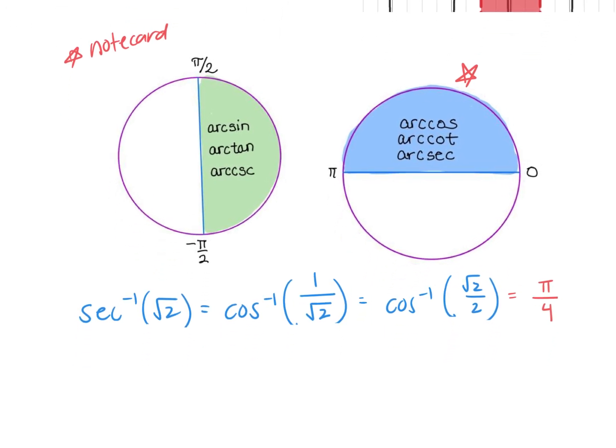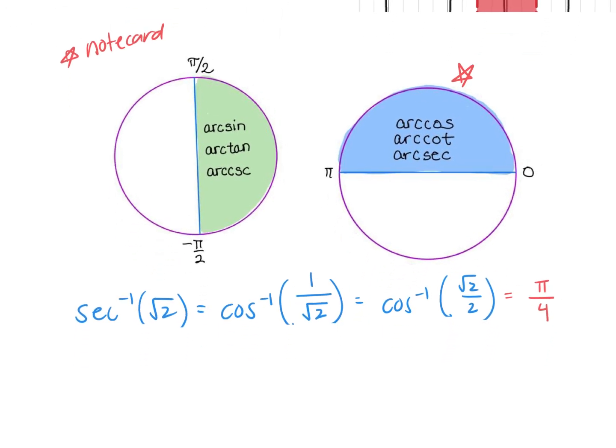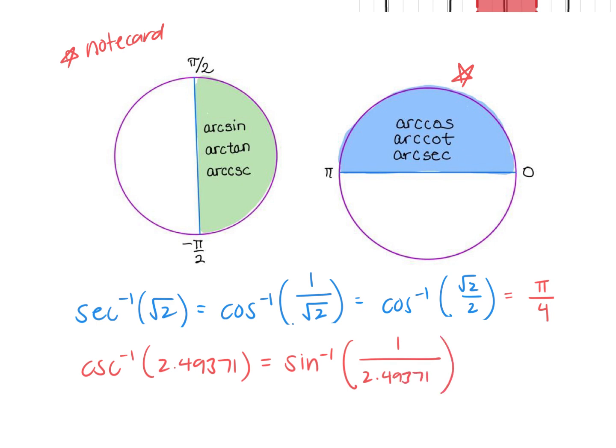And then the last one's just a calculator. Make sure we know how to use our calculator. So if I asked you to find the cosecant inverse of 2.49371, okay, what is the reciprocal of cosecant? Sine, right? So I'm not going to do 1 over sine inverse. It's just going to be sine inverse of 1 over 2.49371, because there is not a cosecant inverse button on your calculator, okay?